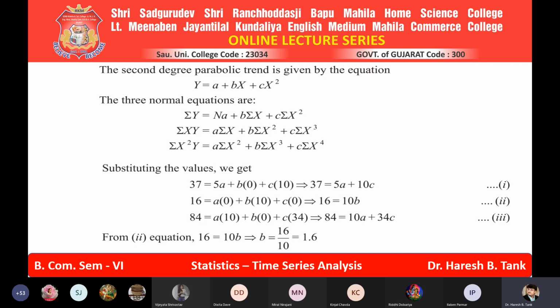which comes to 1.6. And from the first and third equation, you will have two different equations consisting of two different variables, a and c. If you solve those two equations, you will get the values of a and c. So the value of b is 1.6. How many of you are getting the value of b as 1.6? Raise your hands.